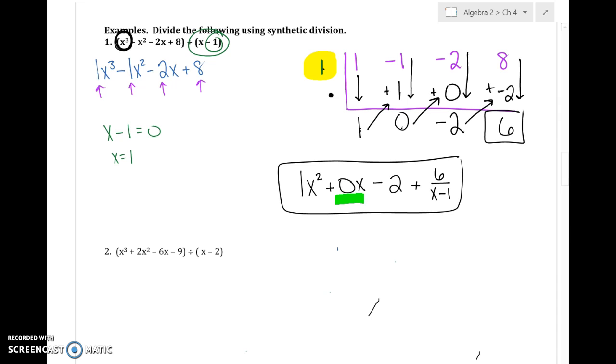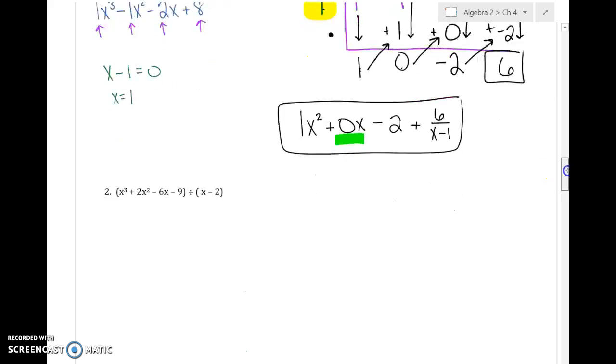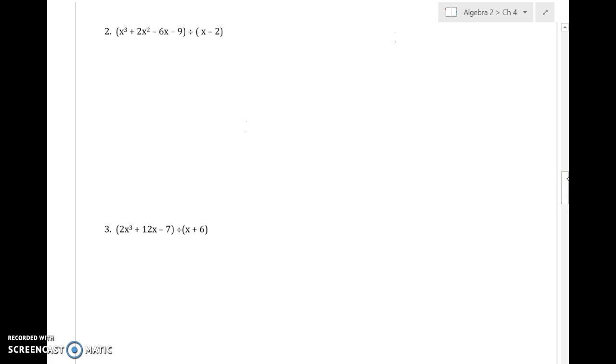Okay, let's do the next one. First thing you need to look for is, are there any missing terms? There are not. So we write our coefficients in the synthetic division problem. This is a 1x to the third, so 1, 2, negative 6, negative 9.